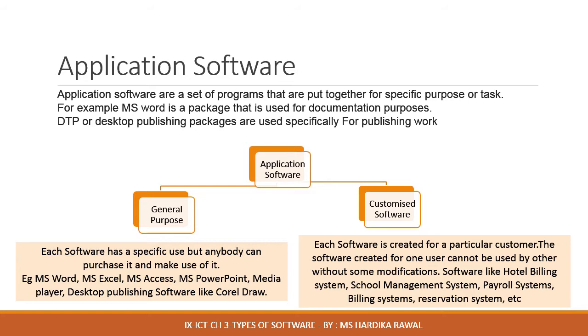The application software runs on top of the system software. It is not possible to run any application software without the operating system. The general purpose application software. These are softwares created by major companies for general purpose. Each software has a specific use, but anyone can purchase it and make use of it without making any modification to it. There are a variety of such softwares available in the market.